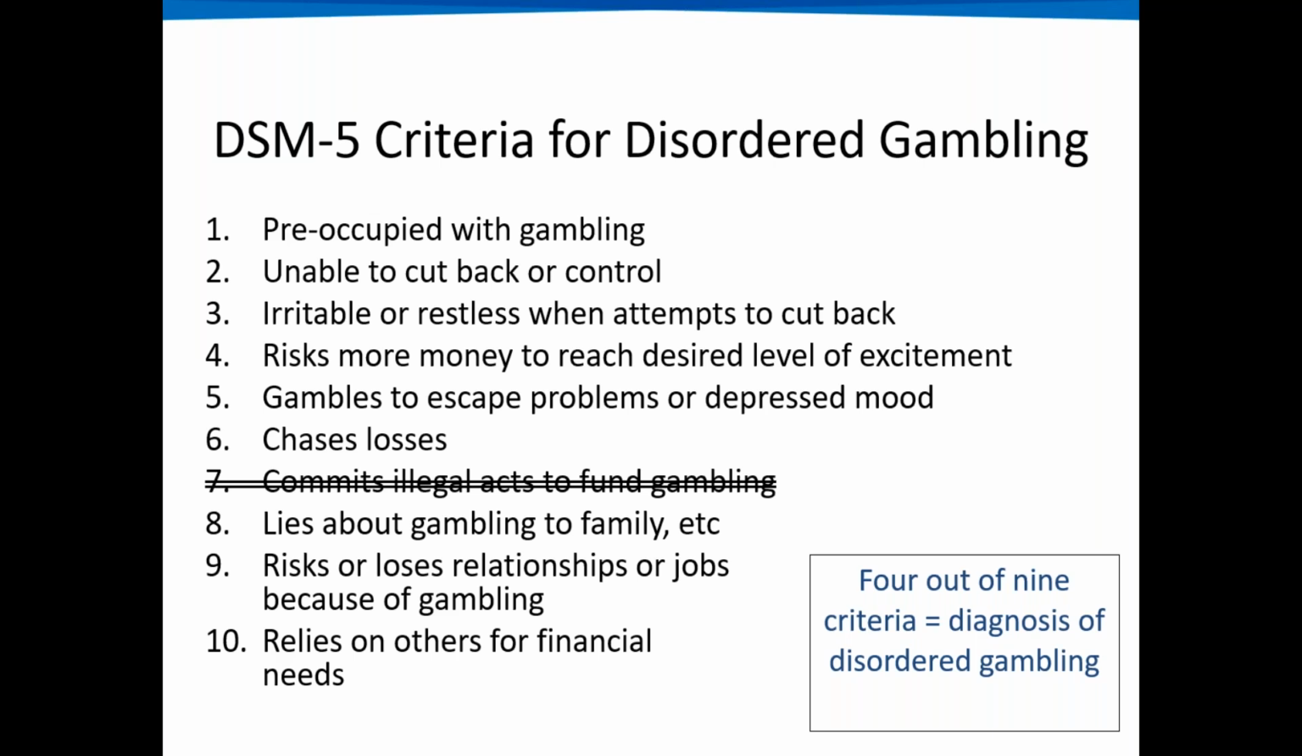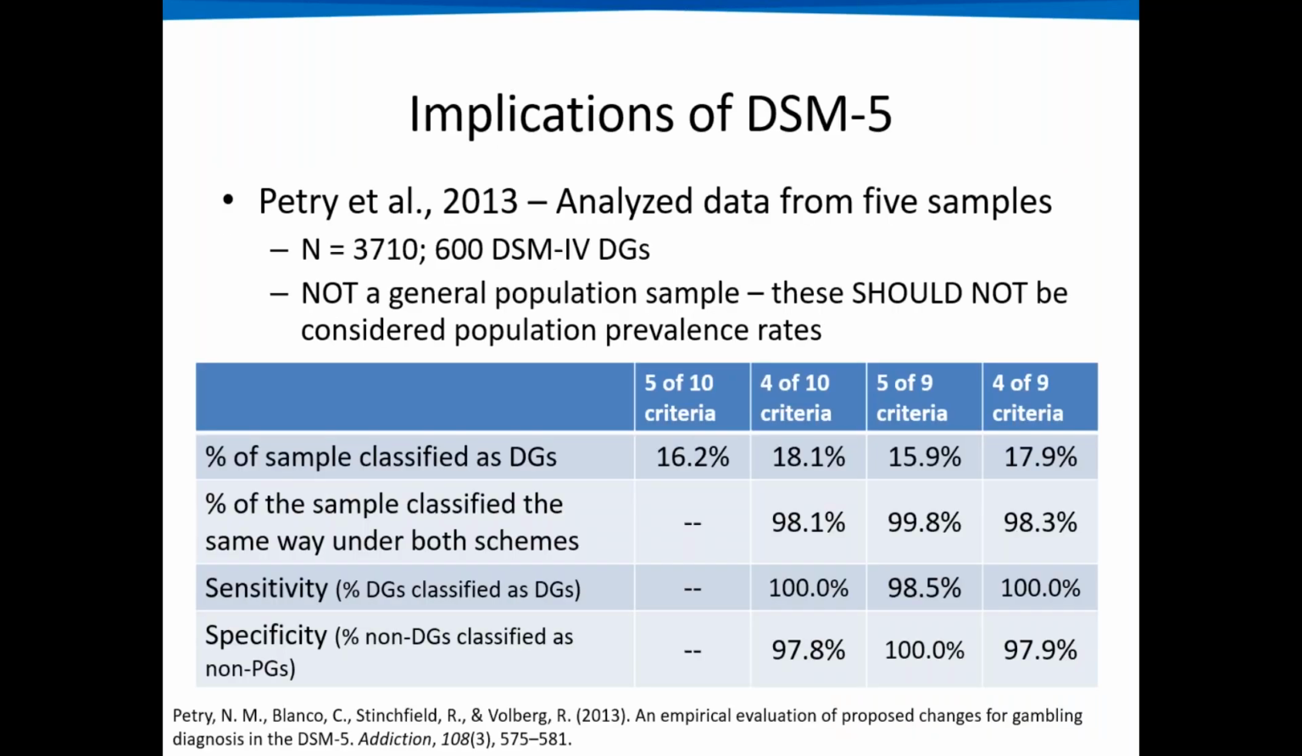Not much. Part of the reason that the illegal acts criterion was removed was that very few individuals endorsed it anyway, and those who did already endorsed enough other criteria to qualify for gambling disorder. In a study that compared the 2 sets of criteria among a sample of more than 3,700 individuals, 600 of whom qualified for gambling disorder using DSM-4, Dr. Nancy Petrie and her colleagues found that 98.3% of the sample she used was classified the same way using both the DSM-4 and the DSM-5 classification schemes.